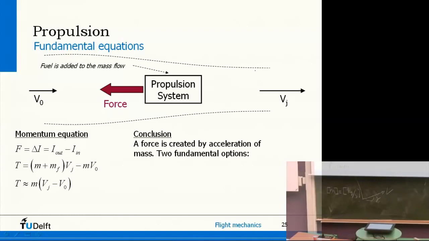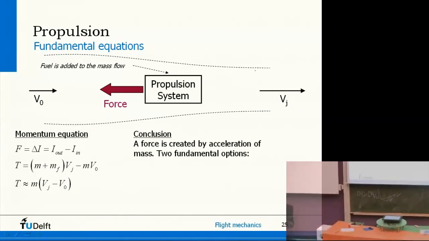So at the exit of the engine, you have a mass flow of the air that's going through the engine. There's a little bit extra mass in there, mf, because we're burning fuel, and that goes into the air. That gets multiplied with Vj, which is the jet velocity. And if you subtract the mass flow before it enters the engine, multiplied with the airspeed, so V or V0 in this case, then you get the actual thrust of the engine.